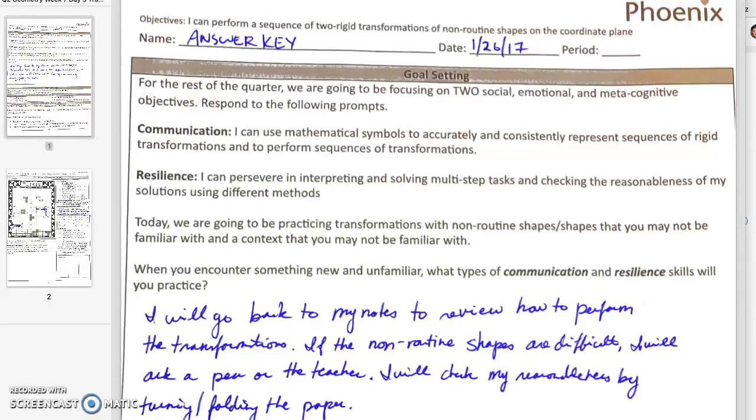Hello everyone, welcome to day 5 of geometry. Today we are going to be performing sequences of rigid transformations on non-routine shapes on the coordinate plane.